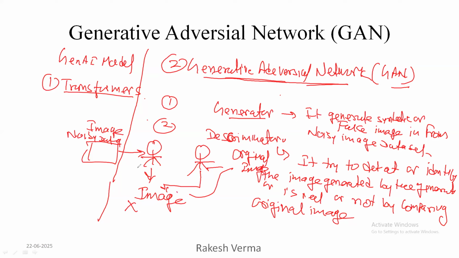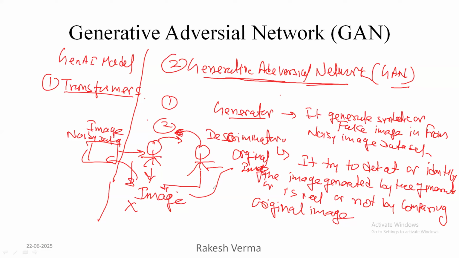So what does the generator do? The generator tries its best and generates the image again. Basically, the generator and discriminator compete with each other. The generator tries to fool the discriminator, and the discriminator tries to tell whether whatever the generator generated is actual or fake.